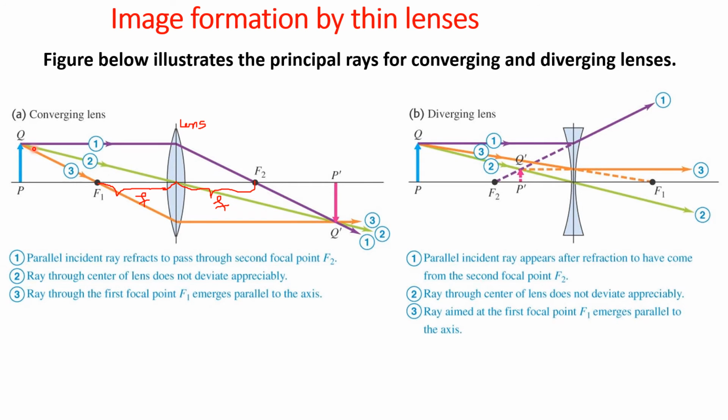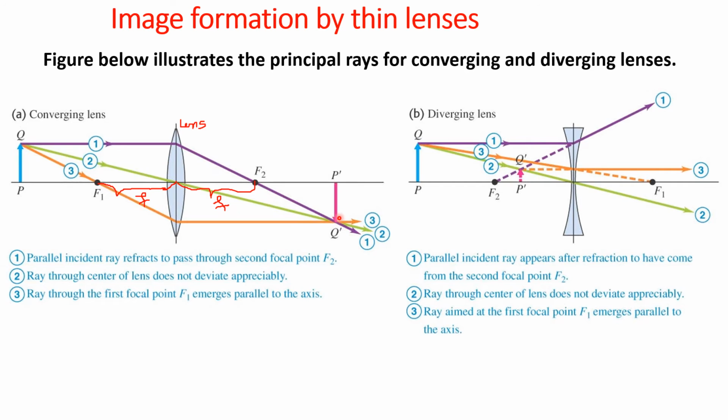Rule number 2. An incident ray which is passing through the center of the lens doesn't change direction after refraction. And rule number 3 states that an incident ray which passes through focal point number 1, after refraction in a converging lens, passes through a line parallel to the principal axis. The 3 refracted rays meet at the same point. Where they meet is the top of the image.